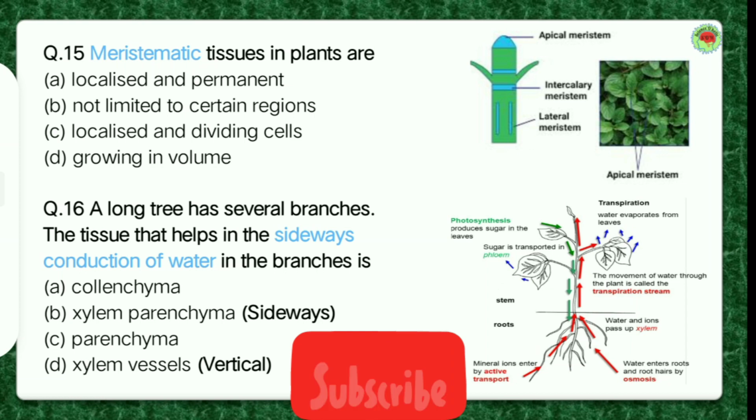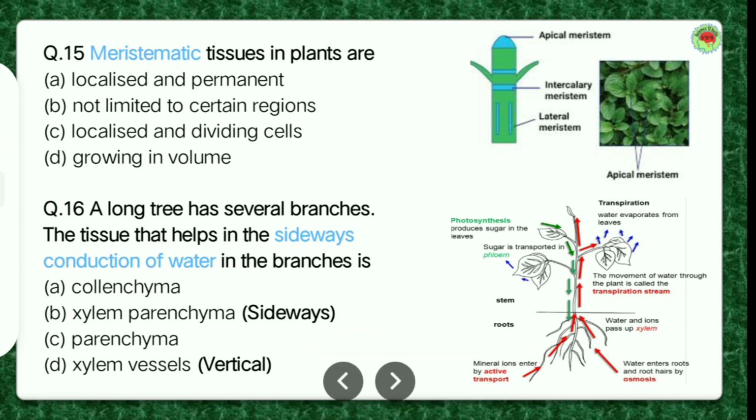So the characteristic of meristematic tissue is that it is localized and dividing cells. These meristematic tissues keep continuously dividing. Here you can see in the image, it's the tip of the plant. It means it's an apical meristem, which helps the plant to grow in length. So the correct option is option C, localized and dividing cell.